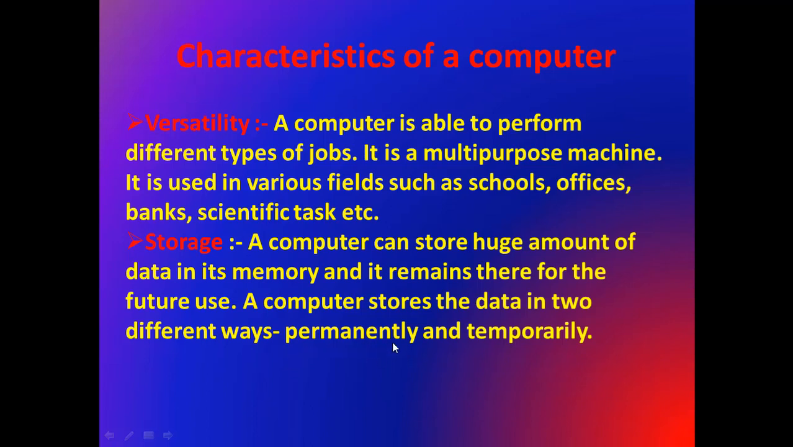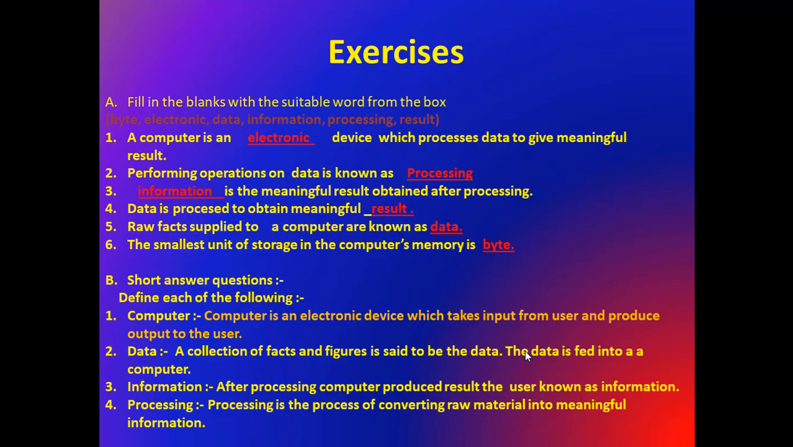Students, here are the two words. One is permanently and the second is temporarily. Permanently means for a long time. तब तक आप delete नहीं करोगे, your data will be there. That is permanent. Temporarily, for a short time. You can say if electricity is present in your system, your data will be there. If electricity goes, your data will be lost. Okay? Next. Your chapter is over. Now we are going to discuss the exercises.